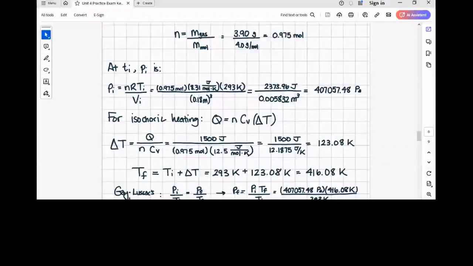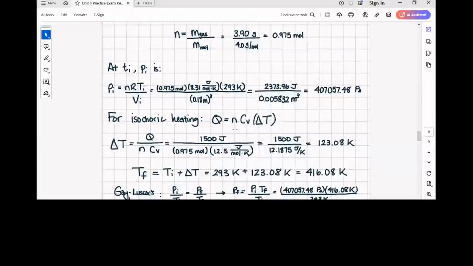So I don't know the pressure of the gas at T equal to 0, but I could use the ideal gas law to figure out what that is. So that gives us 407,057.48 pascals, because a joule per cubic meter is exactly the same as a Newton over a meter squared. So that's the initial pressure.